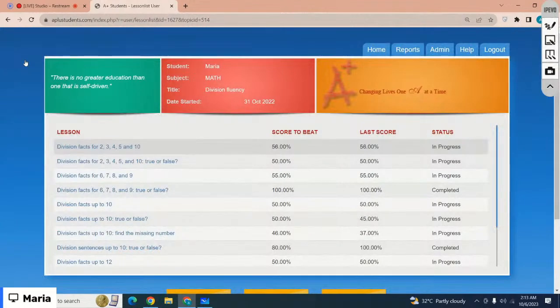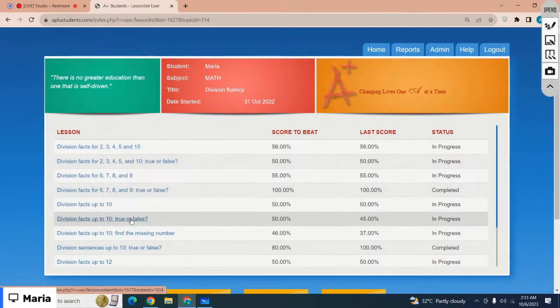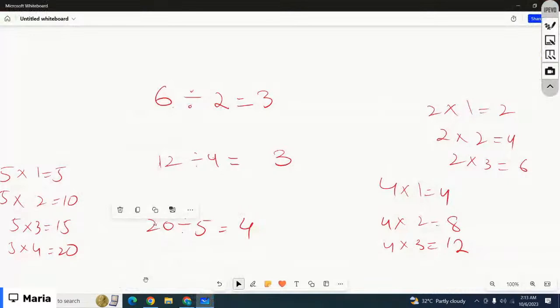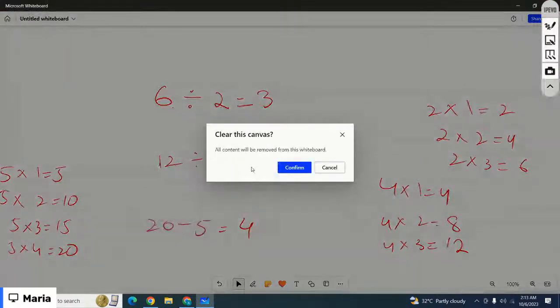So you are given questions like this. You need to see if they are true or false. For example, you are given, you just have to check, right? 4 divided by 2 equals 2. Is it true or false? Which is the correct option?